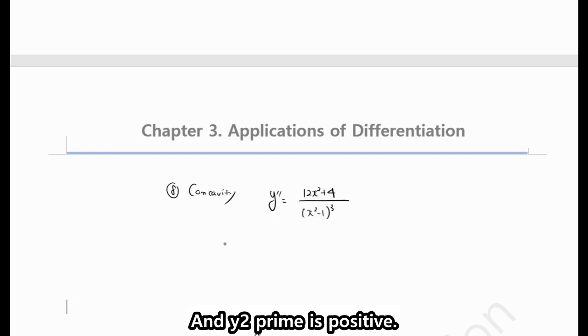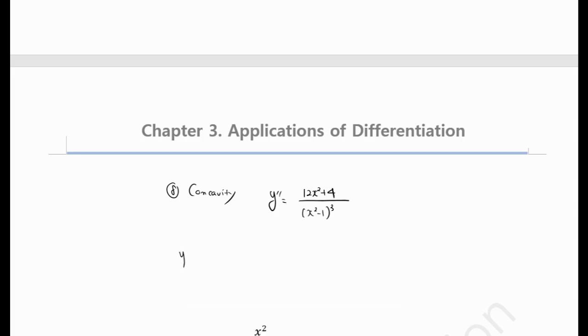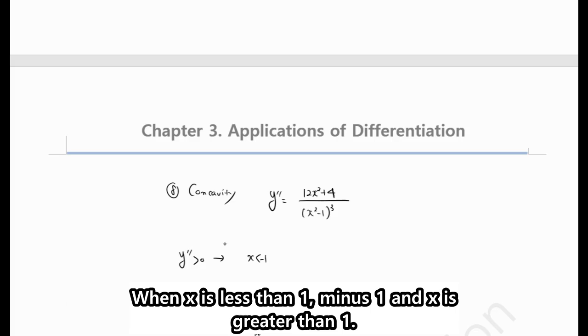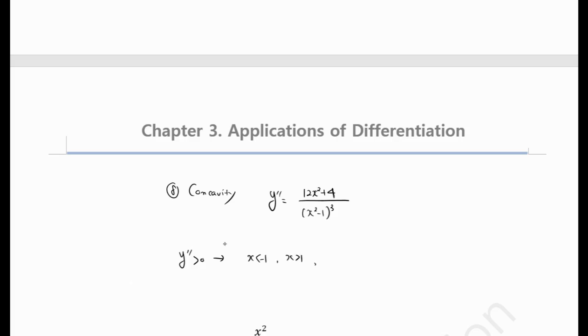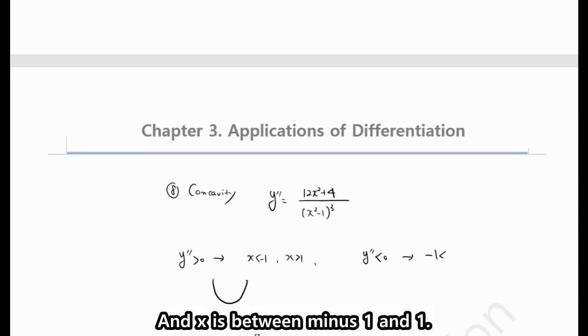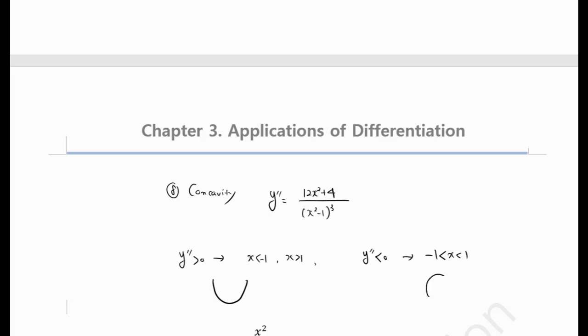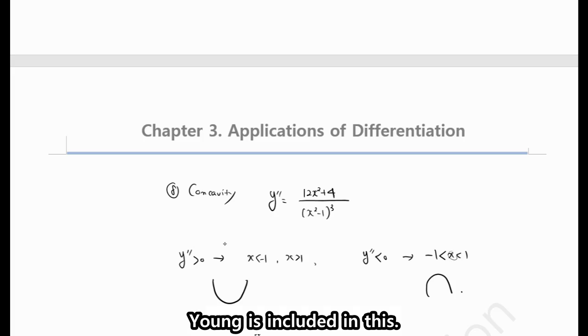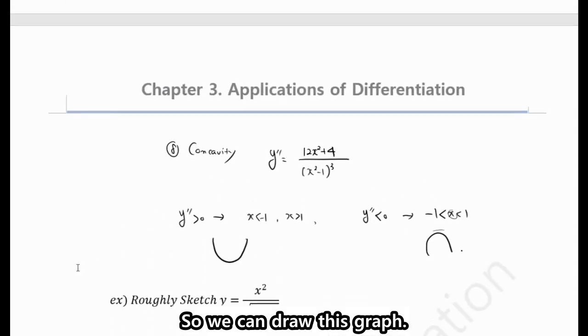And y double prime is positive when x is less than minus 1 and x is greater than 1, so the curve is concave up. And y double prime is negative when x is between minus 1 and 1. So zero is included, this is a local minimum. So we can draw this graph.